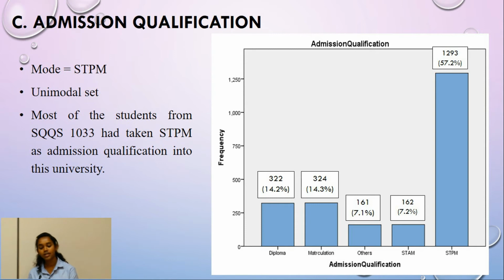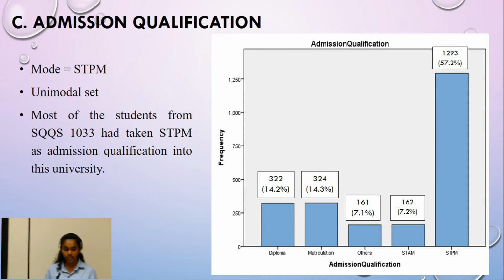For diploma, 322 students, which is 14.2%. For matriculation, 324 students, which is 40.3%. For others, 161, which is 7.1%. For STAM, 162, which is 7.2%. For STPM, 1293, which is 57.2%. So, most of the students from SQQS 1033 had taken STPM as admission qualification into this university.